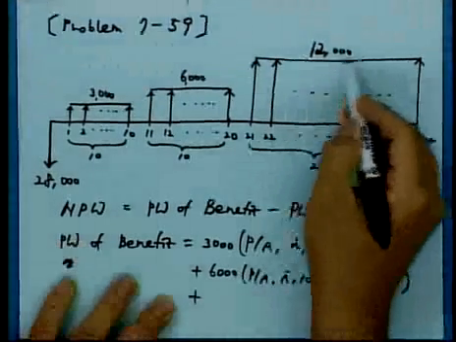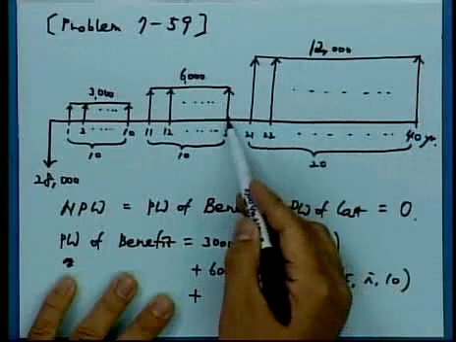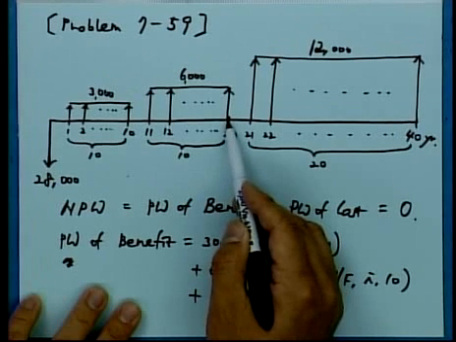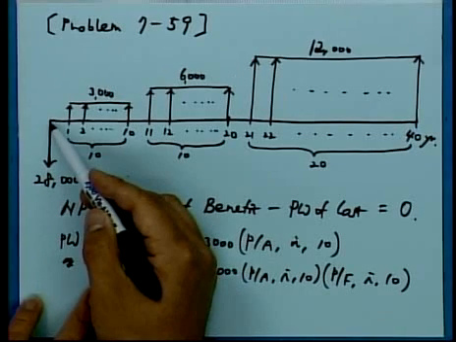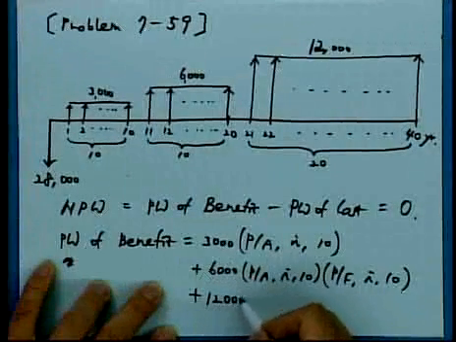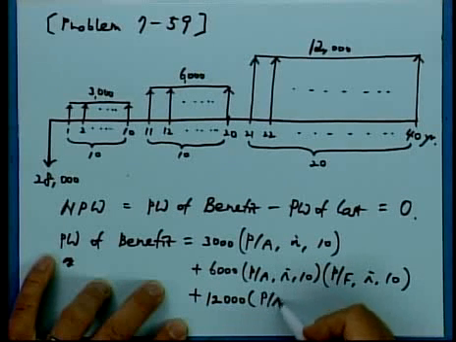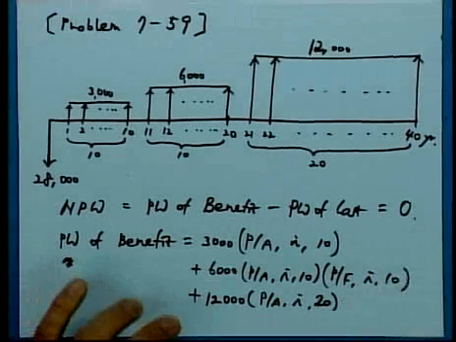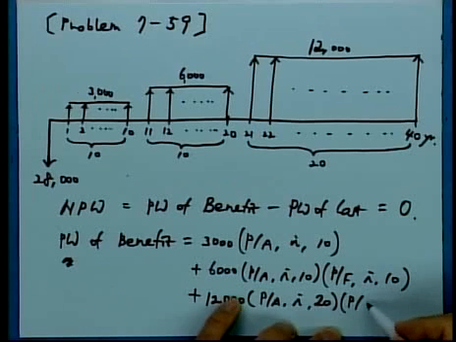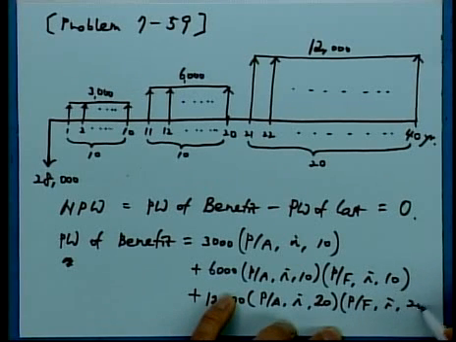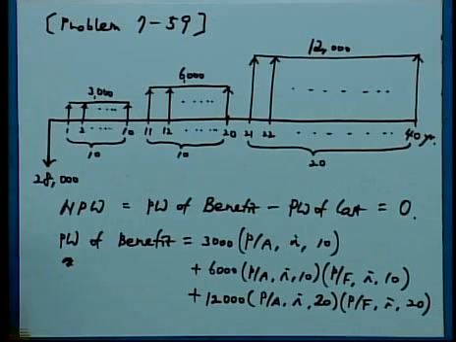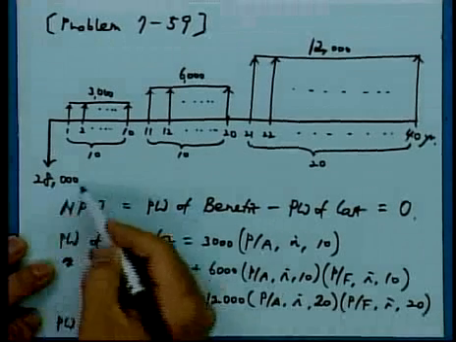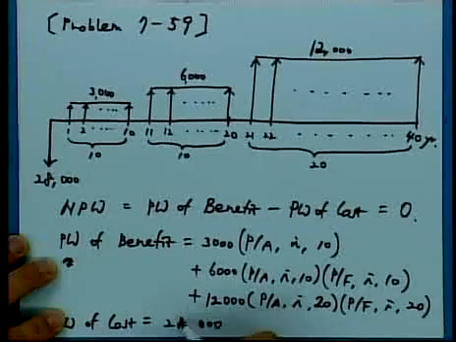Likewise, this $12,000 will be converted to the equivalent present sum at the end of period 20, and then again it will be converted to the equivalent present sum of money at the end of period 0. So 12,000 times P given A, i over 20 periods, and then again multiply by P given F, i over 20 periods. Okay? Present worth of cost is 20,000. Okay?